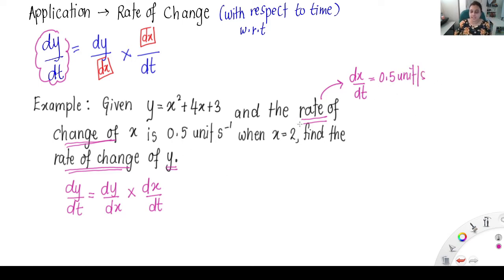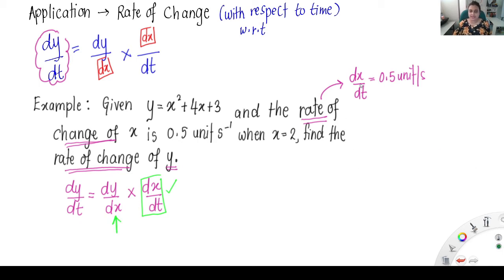The change is happening when x is equal to 2. Now, if you look closely, the green one we can substitute. So all we need to find is this one, dy/dx.